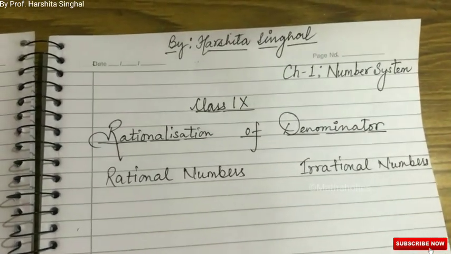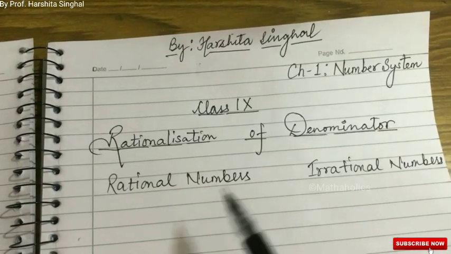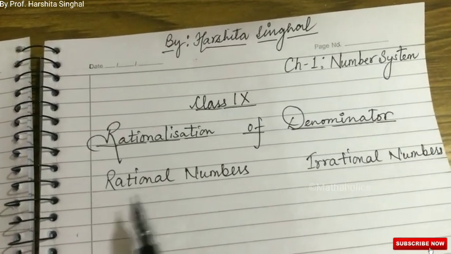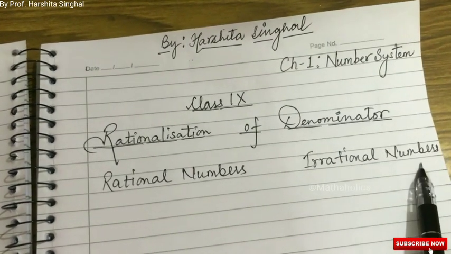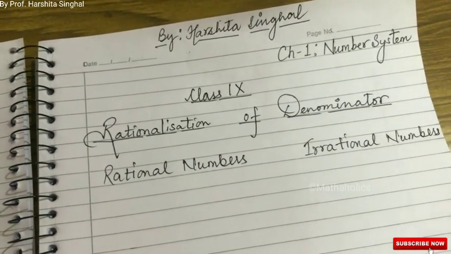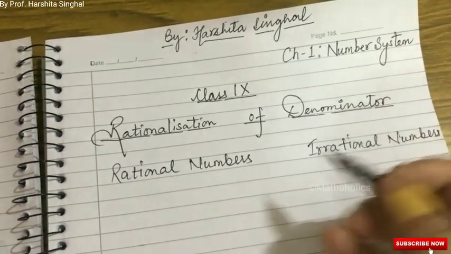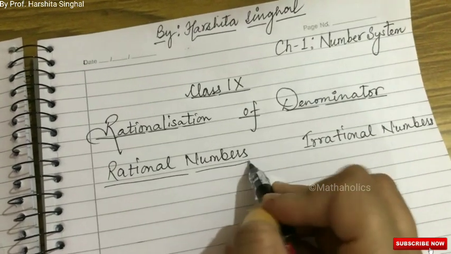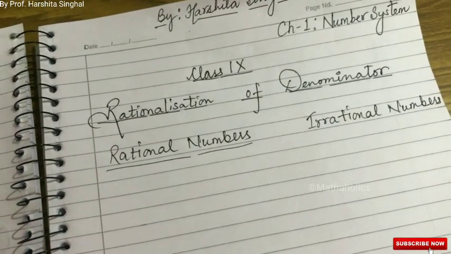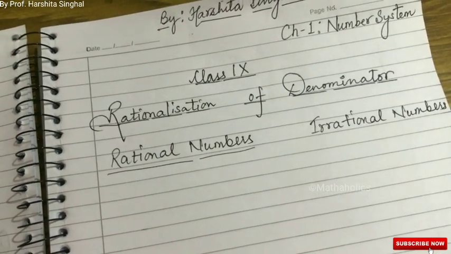So let's get started. Before I start my actual topic, that is rationalization of denominator, I want to bring your focus on rational numbers and irrational numbers. First, you need to understand what are rational and what are irrational numbers and the differences between them. Okay, so what is a rational number? Basically, a rational number is any number which can be written in the form of p upon q, where p and q are integers and q is not equal to 0.